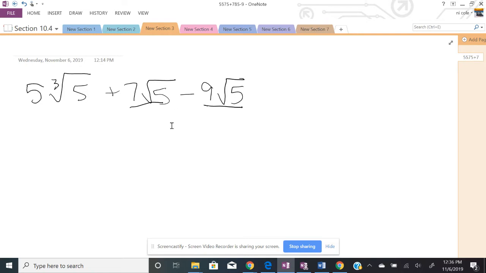So what is 7 minus 9? And that gives me a minus 2 square roots of 5. And then I also have the 5 cubed roots of 5. Okay, so when combining like terms, they have to be identical, completely the same, otherwise they are not.